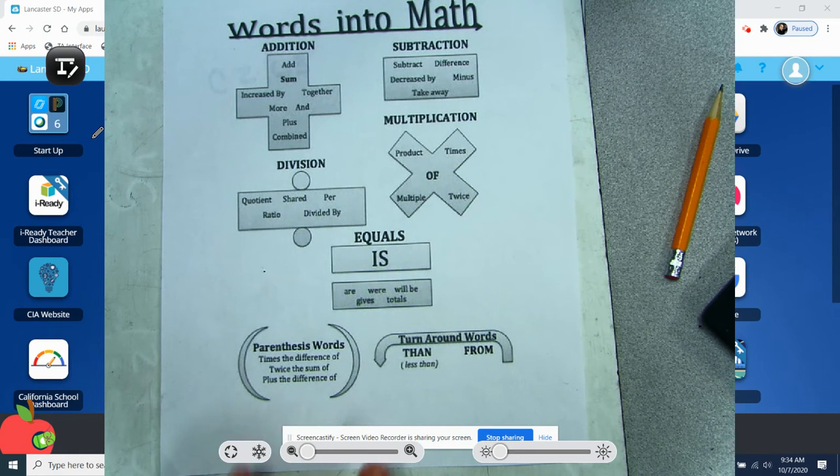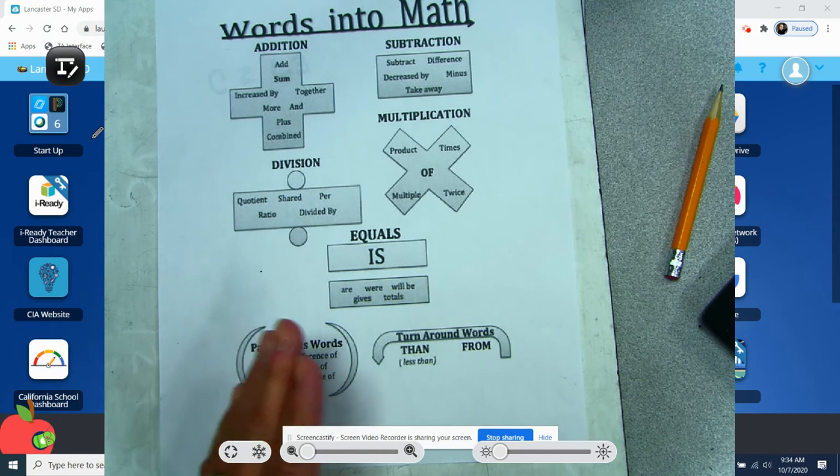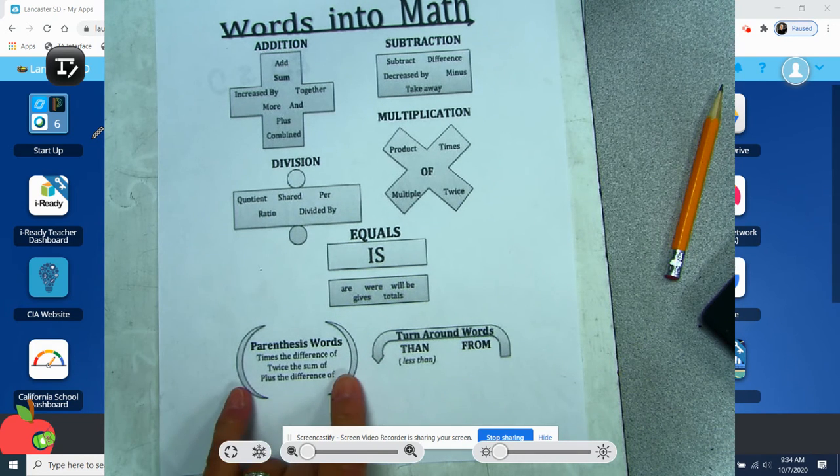Parentheses. So if you are told something that says times the difference of, or twice the sum of, plus the difference of, if you need to make something happen further up in the mathematical food chain, so an addition or a subtraction, you have to make sure you put it in parentheses because the order of operations says parentheses come first. So if you're multiplying something times the sum of, you've got to get the sum first. And the only way to add before you multiply is if you put it in parentheses.